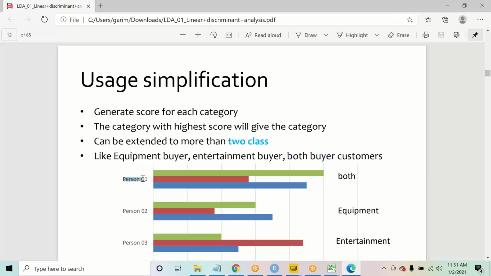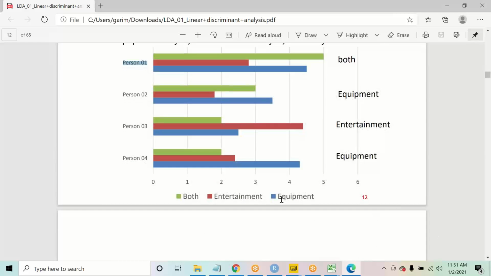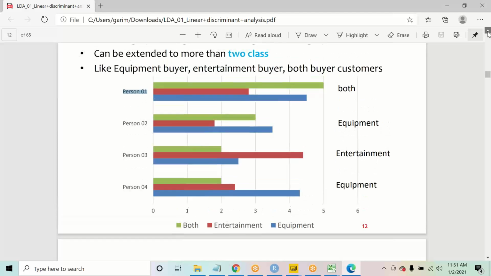For example, if person one walks into the store, it will calculate the score of buying, and you have these legends also over here. Blue means equipment. It will calculate, okay, if person one walks into the store, his score of buying the equipment is around 4.5, his score of buying the entertainment is around 2.5, and his score of buying both items is 5. So the score is highest for both, and your model will predict that this customer will buy both items.